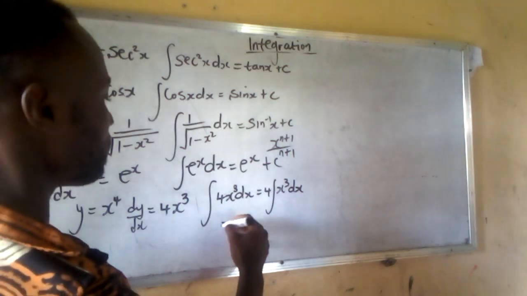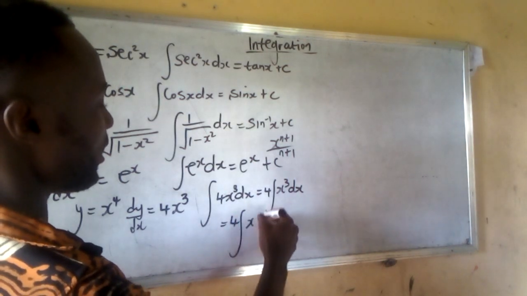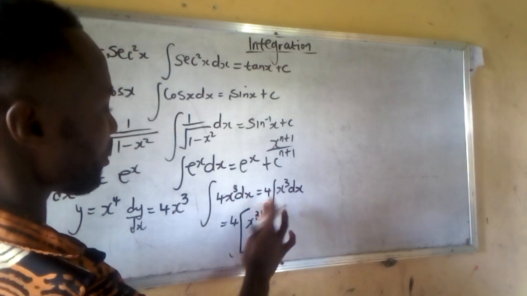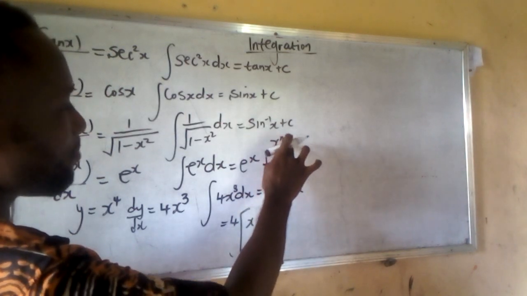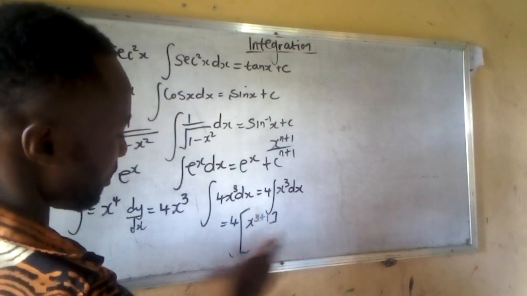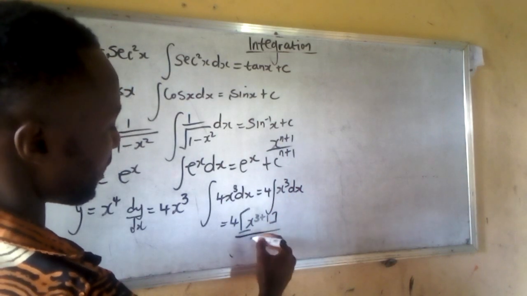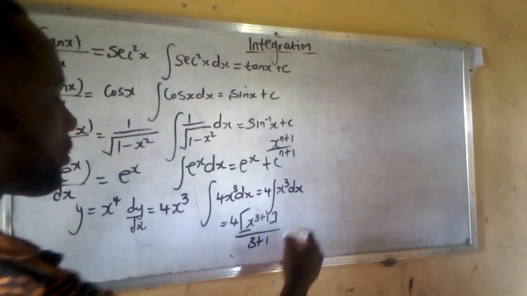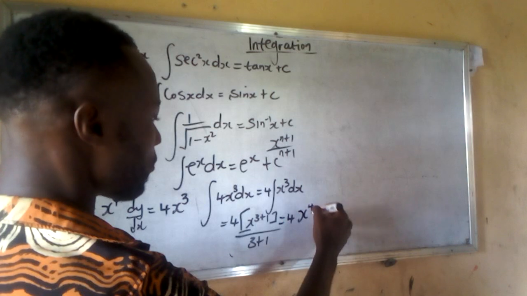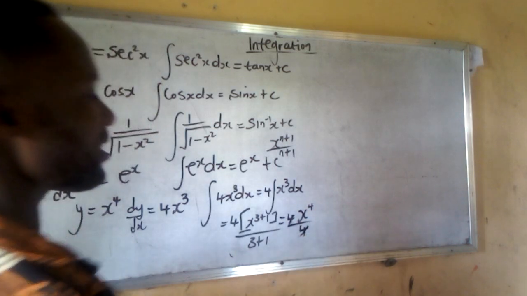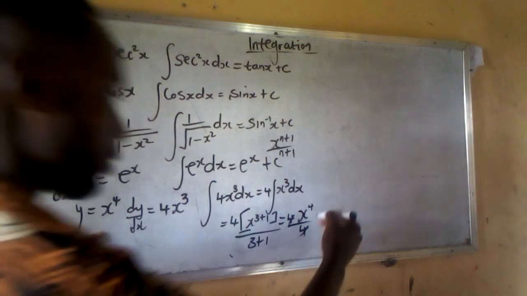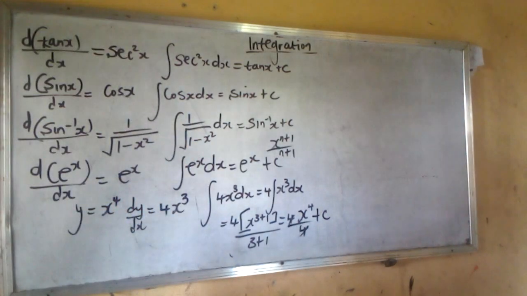That means that here becomes 4 into what? x to the power n plus 1. What is n here? n becomes 3. 3 plus 1, divided by 3 plus 1. So this becomes 4 into what? x raised to the power what? 4, divided by what? 4. This and this cancel. Remember that we have our x to the power 4 now. But I will add my plus c, because without plus c, our answer is wrong.